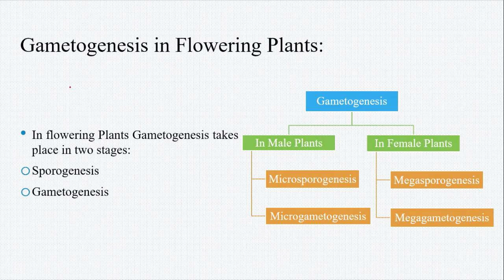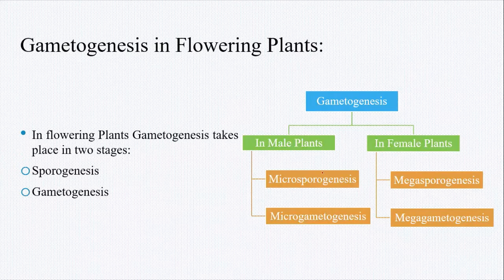In flowering plants, we can divide the whole process of formation of gametes into two parts. First one is the sporogenesis, that is formation of spores, and second one is the gametogenesis, that is the complete formation or development of the gametes. We will divide the gametogenesis into two parts: first for the male parts, and the second for the female parts.